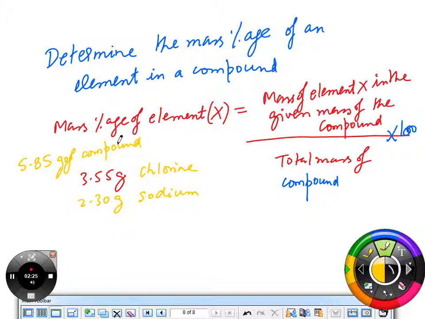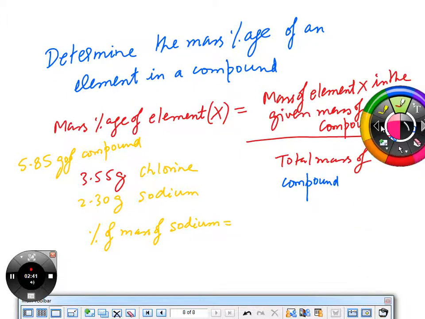सो परसेंटेज ऑफ मास ऑफ सोडियम और क्लोरीन, suppose we have to calculate for sodium. So वो कैसे कैलकुलेट करेंगे? That will be like mass of sodium कितना है? That is 2.30, total mass है 5.85 into 100. So this is how you are going to calculate, and if we calculate that comes out to be 39.3%.